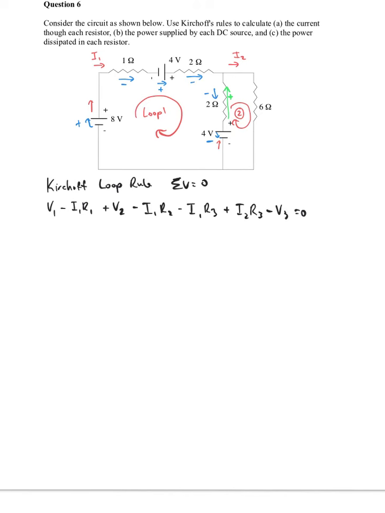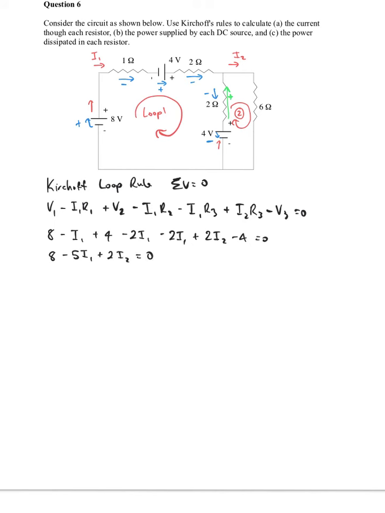So we can put some values in now. We get 8 minus I1 plus 4 minus 2I1 minus 2I1 plus 2I2 minus 4 equals 0. So let's get all our terms together. We're going to get 8, because we go 8 plus 4, minus 4, so we get 8 minus 5I1 plus 2I2 equals 0.